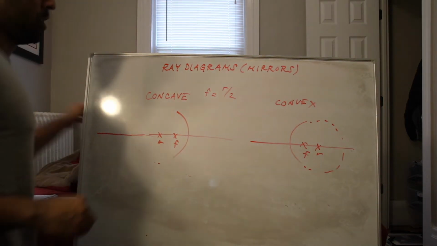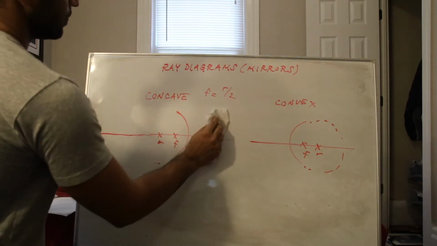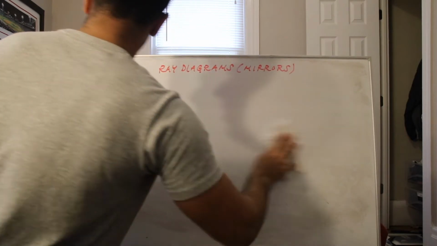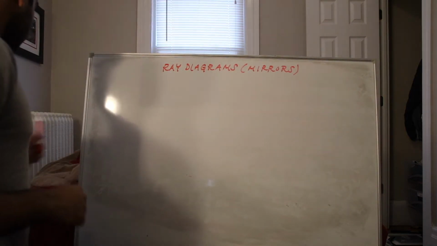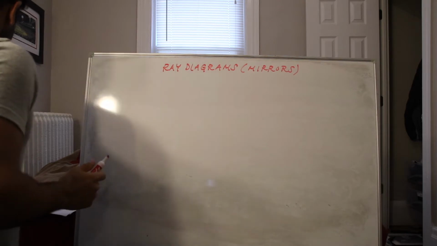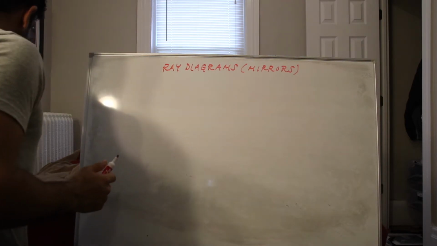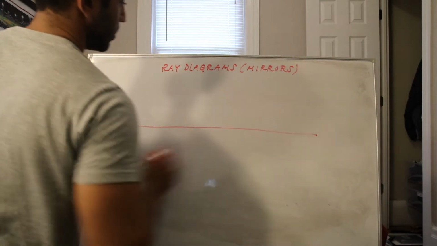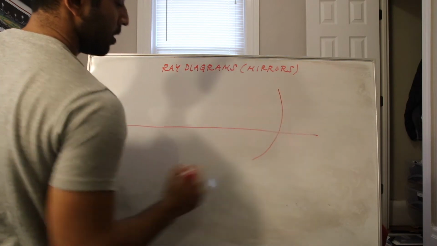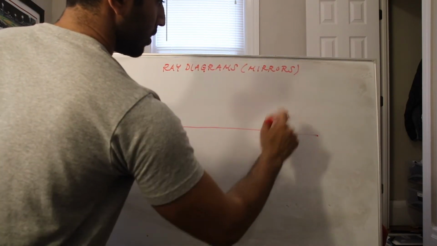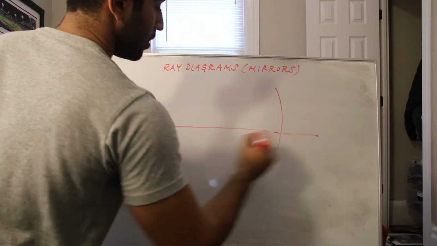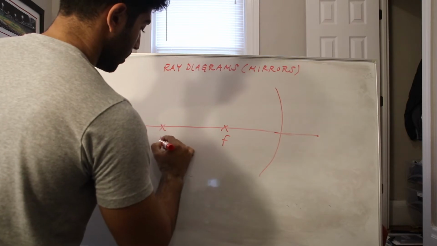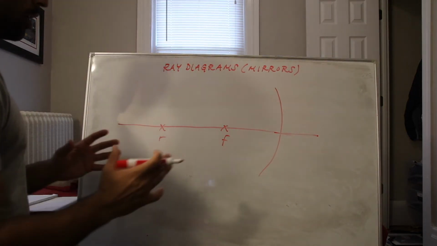So how does this relate to drawing ray diagrams? I'm going to go through all the possible scenarios of drawing an image on a concave mirror. Let's say I have a mirror like this. This is my principal axis. We have a mirror right here. Sorry, let me draw it again. We have F here, R here. There are multiple scenarios which can happen.